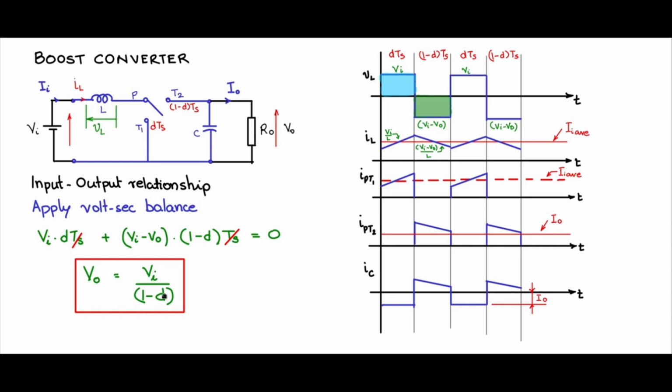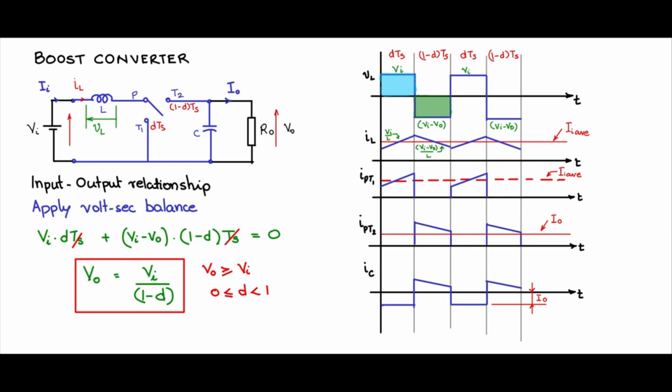Observe (1 minus D) comes in the denominator here. D takes on values from 0 to 1. If D is 0, V naught will be Vi. If D is 1, V naught will tend to infinity, but it will not actually tend to infinity. D cannot take value 1, because then the switch will be permanently on and there won't be switching. So D should be less than 1. So V naught is greater than or equal to Vi, and D takes on values between 0 and 1 in this fashion. This would be the input-output relationship of the boost converter, and because V naught is always greater than Vi, we call this the boost converter.